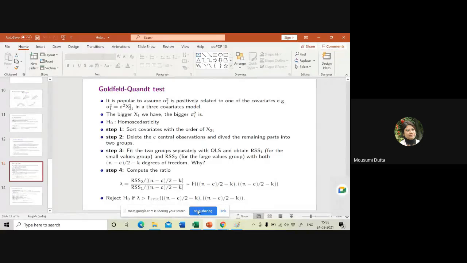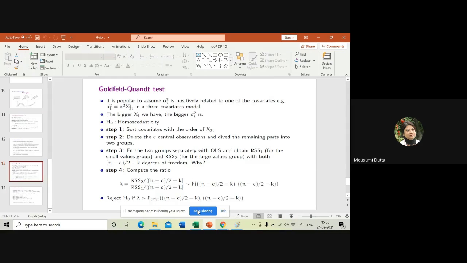Step 2, omit C central observations, C number of central observations. So first I am fixing a particular covariate xij and then arranging the observations in an increasing order of xij, and I am omitting C central observations from that order, from the total number of observations on xij.